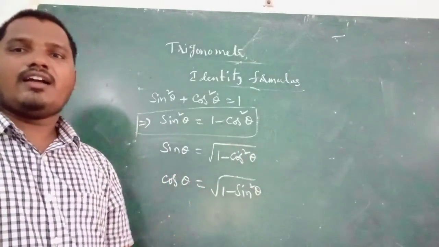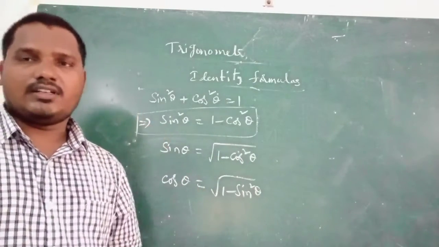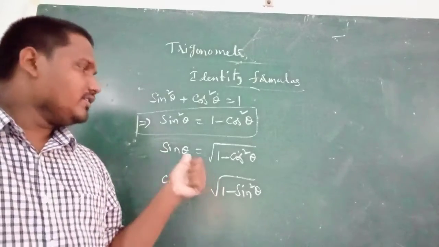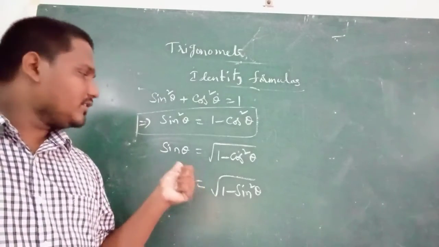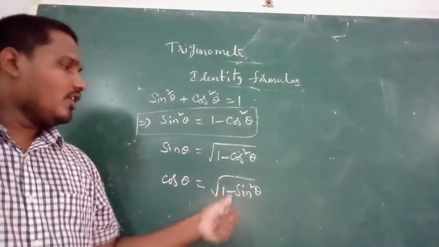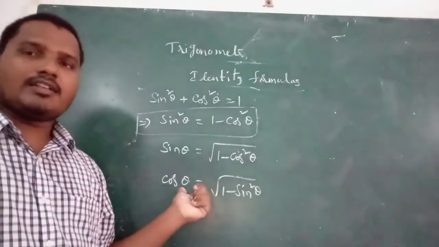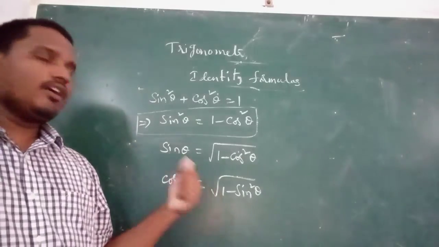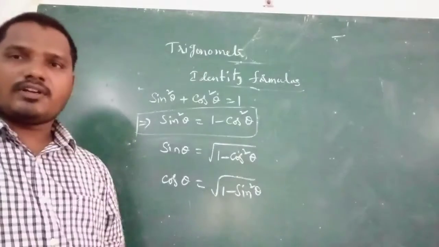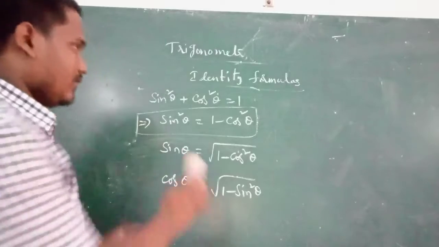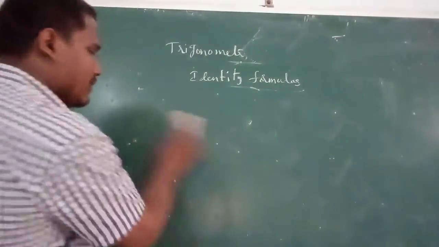This is the formula for finding sin theta if cos theta is given. If sin theta is given, then the formula for finding cos theta is equal to square root of 1 minus sin square theta. These are the formulas. Then we know the formula.